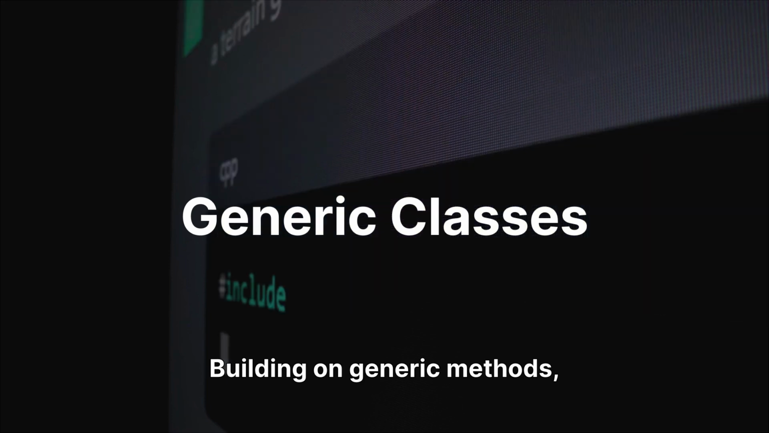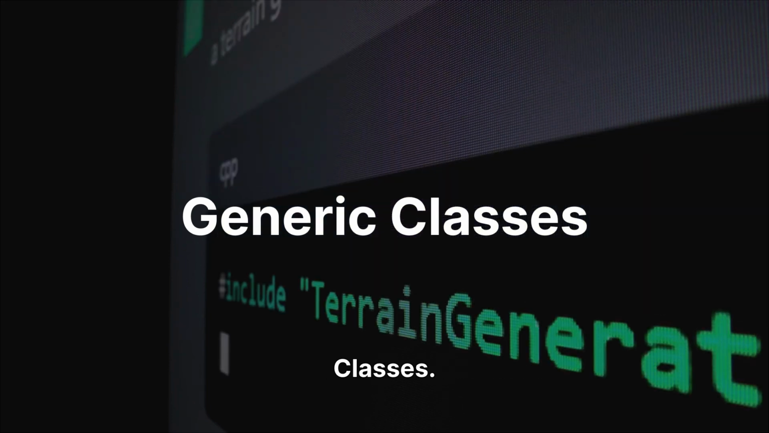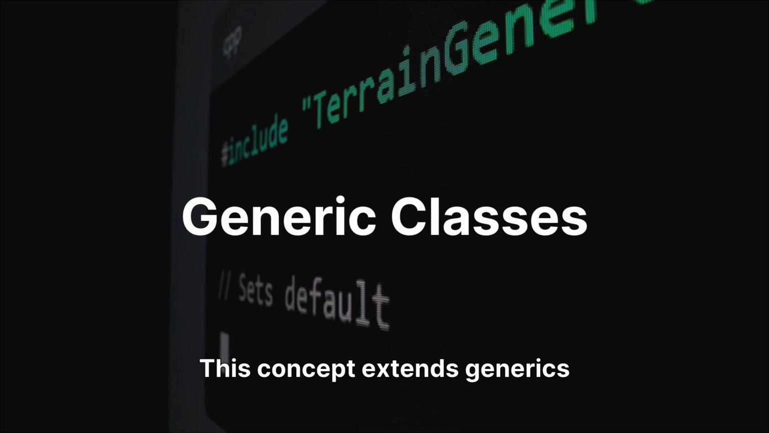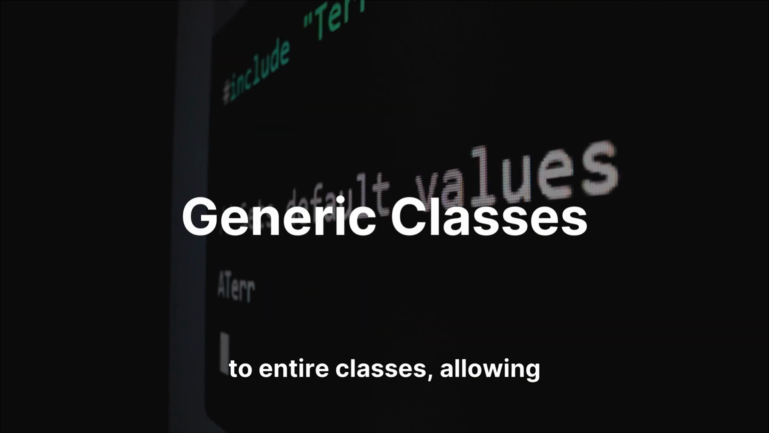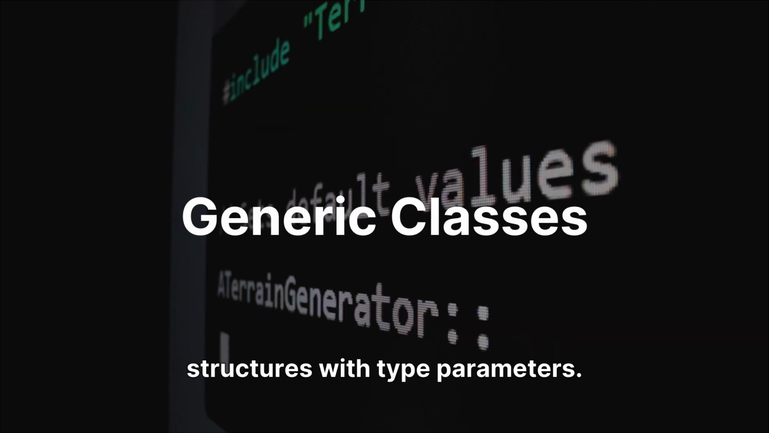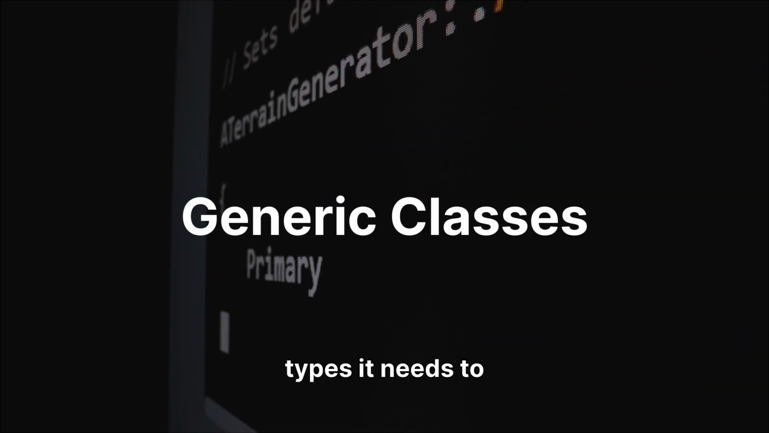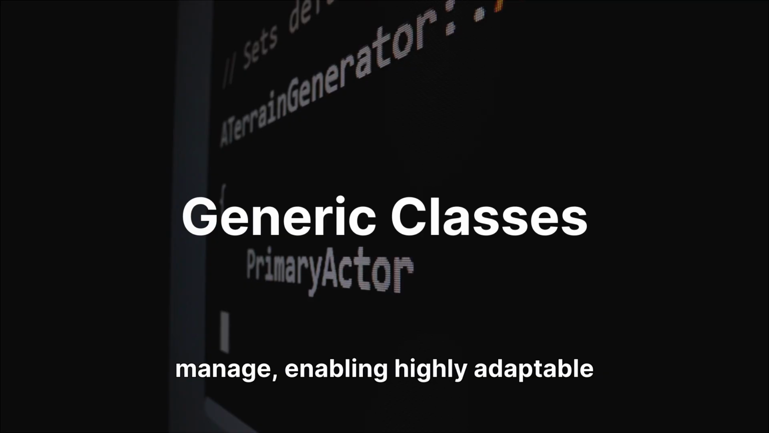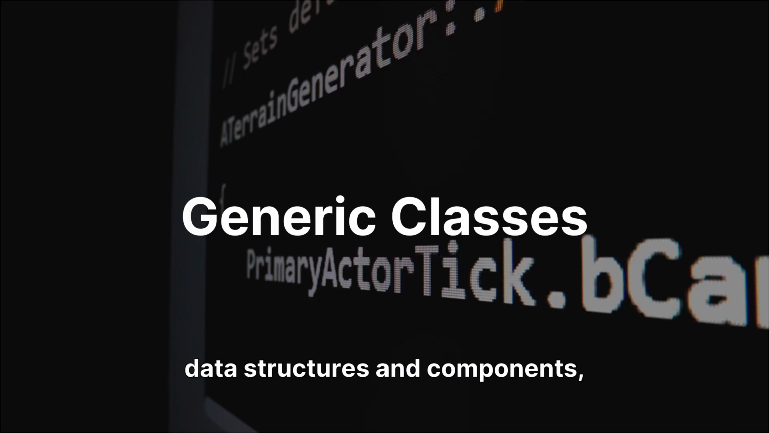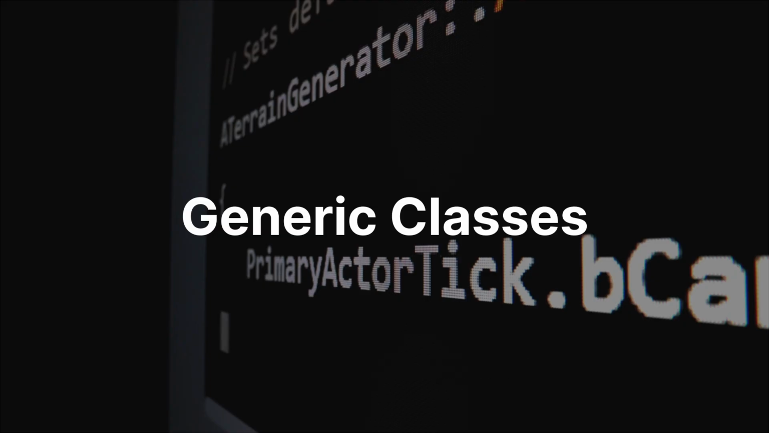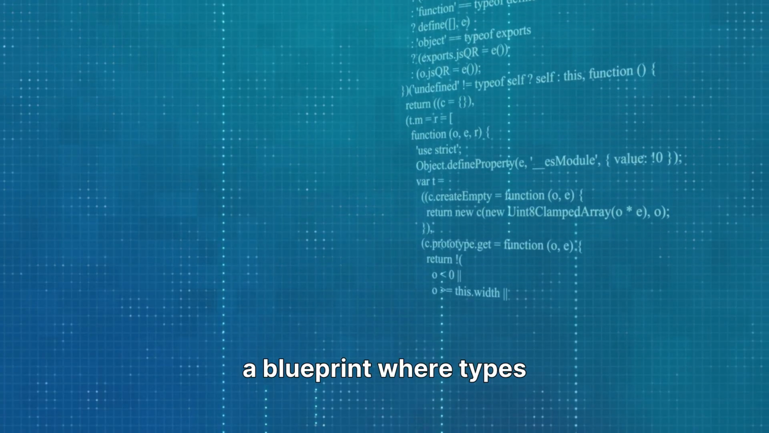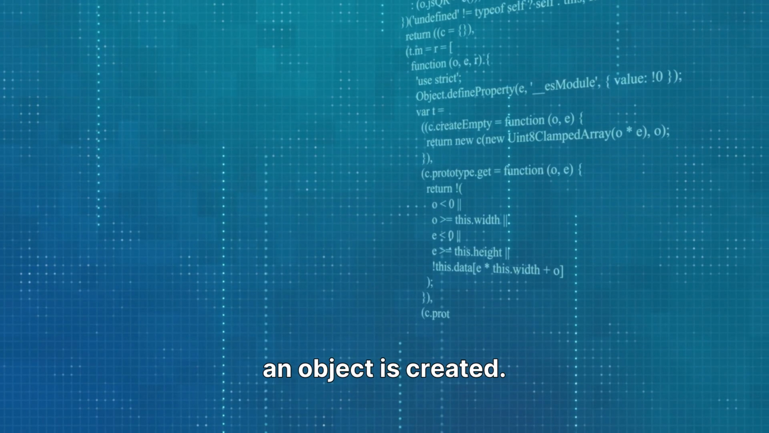Building on generic methods, we now explore generic classes. This concept extends generics to entire classes, allowing you to define class structures with type parameters. The entire class can adapt to specific data types it needs to manage, enabling highly adaptable data structures and components, enhancing code reusability. A generic class is a blueprint where types are not fixed until an object is created.